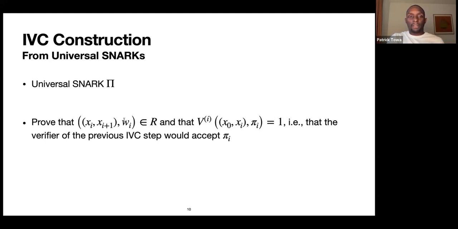So Xi, Wi, and pi i are private inputs. And my claim is just I've done one IVC step correctly, and I proved that the previous output would have been accepted by the IVC verifier of the previous step. And I do this using the universal SNARK. So the circuit to which I'm applying this SNARK depends on which step you are at. And that's a very simple idea, and that works, except that it's not super efficient in practice.